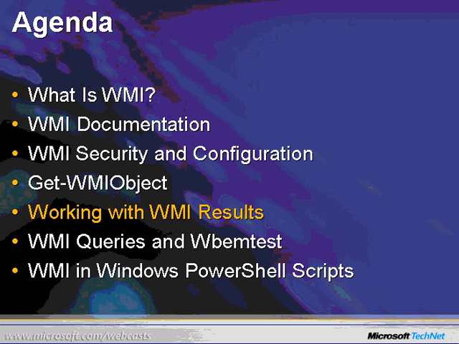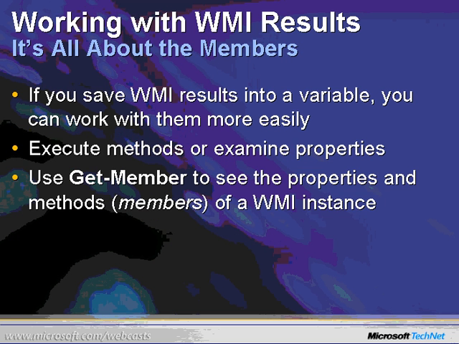Now, we've already looked a little bit at working with the results that you get back from WMI. If you save the WMI results into a variable, you can work with them more easily. You can execute methods or examine properties, and you can use the Get-Member cmdlet to see the properties and methods, which are collectively called the members of a WMI instance. So it's a way that you can discover things about WMI without reading the documentation. Then you know to go to the documentation to look up more details about how it works and what it does and so forth.